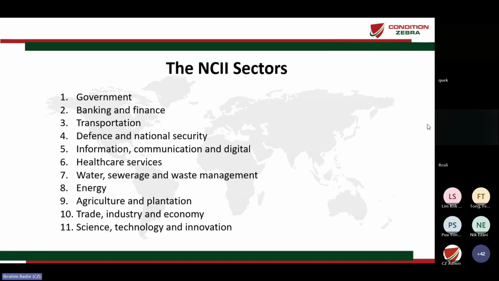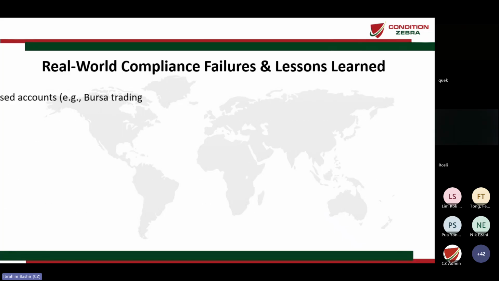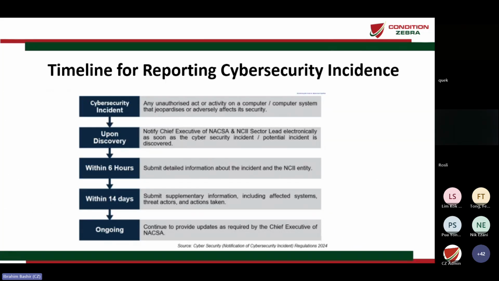Okay, the other question is the scope or level of incident that needs to be reported to the CEO. So I refer back to this slide about the timeline, right? So this is actually the definition of a cybersecurity incident: any unauthorized act or activity on a computer or computer system that jeopardizes or adversely affects its security, right? So the definition is quite broad, right?